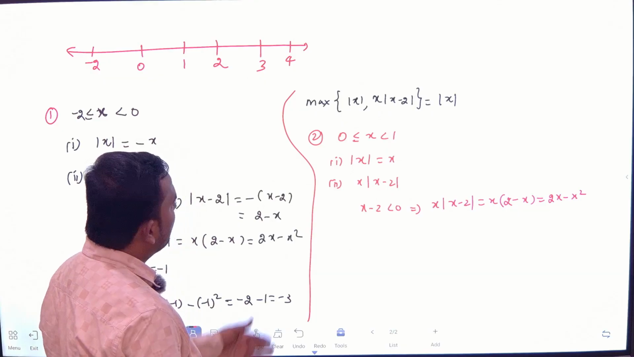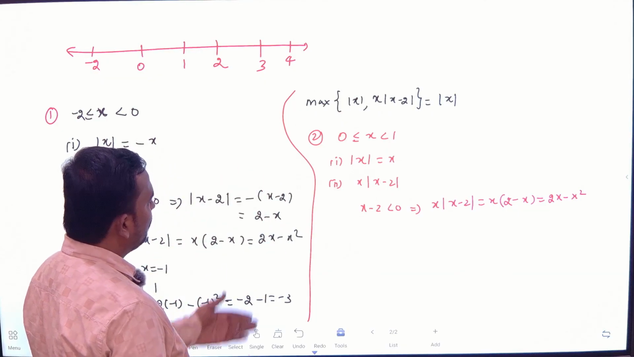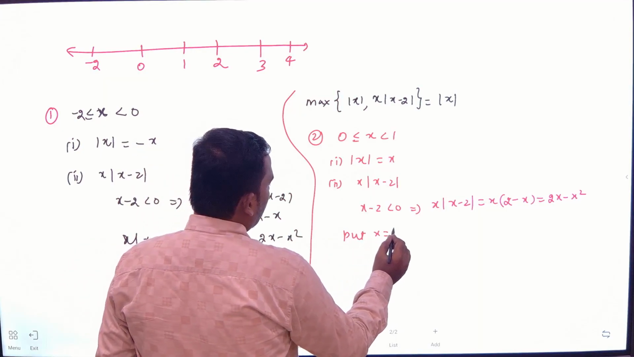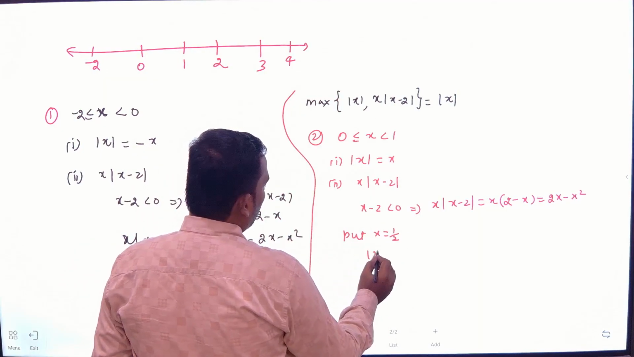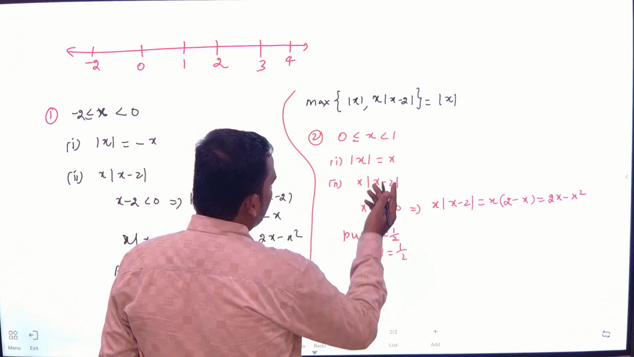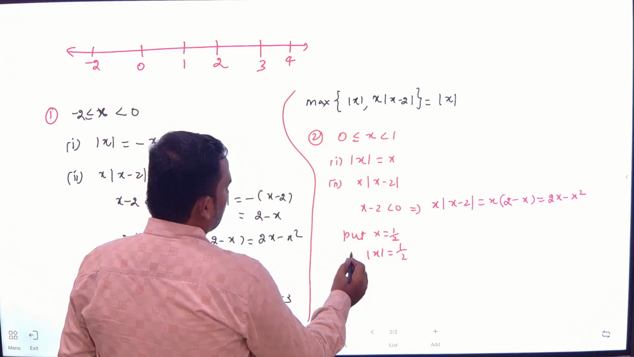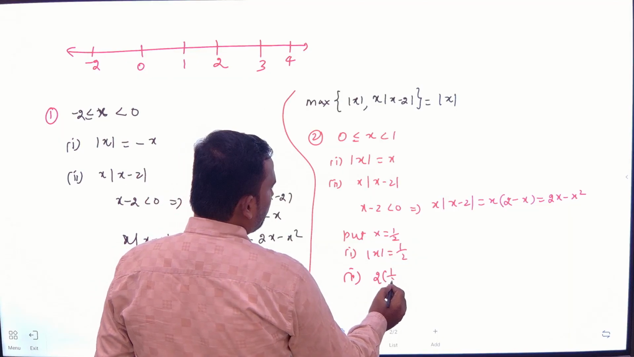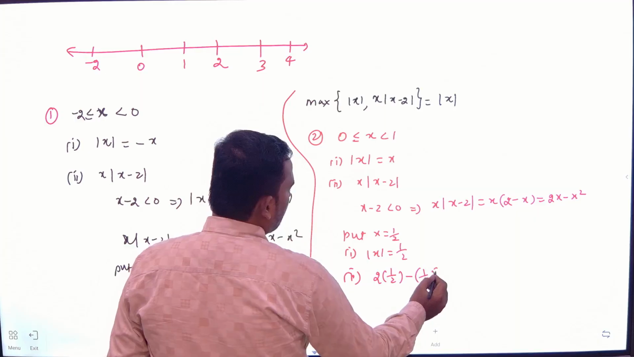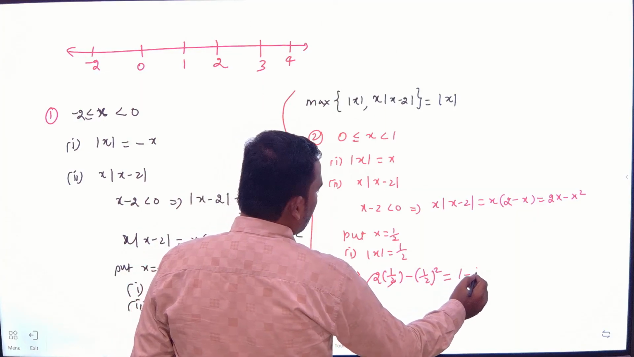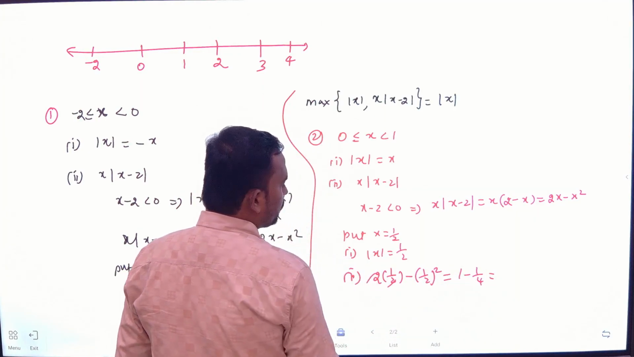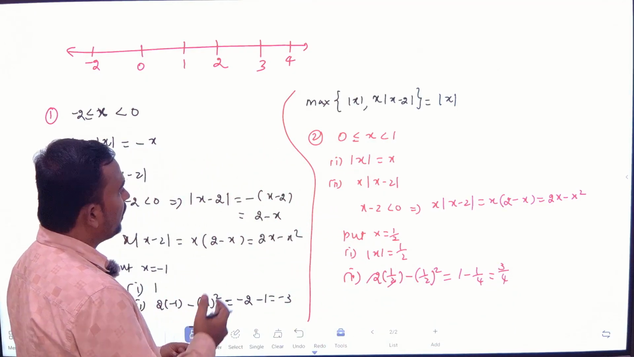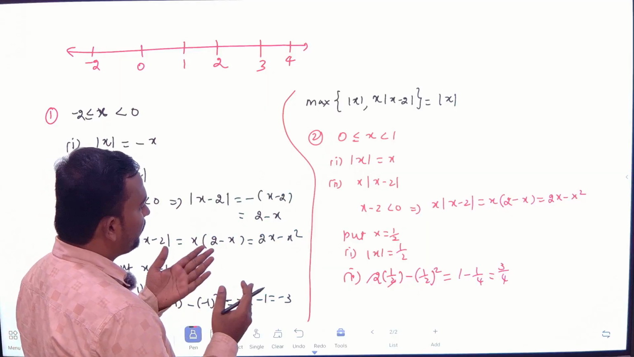Now which number can you take? Let us take 0.5, 1 by 2. Put x equal to 1 by 2. So definitely mod x is 1 by 2 because x is 1 by 2. This is the first one. For the second one, 2 into 1 by 2 minus 1 by 2 whole square. The 2 cancels, 1 minus 1 by 4. It is 4 minus 1, it is 3 by 4. 3 by 4 is 0.75, and the other is 1 by 2, 0.5.